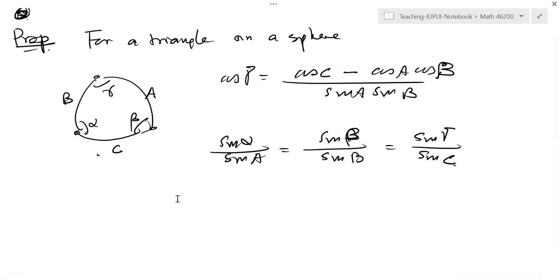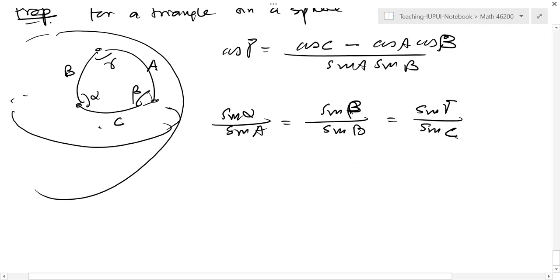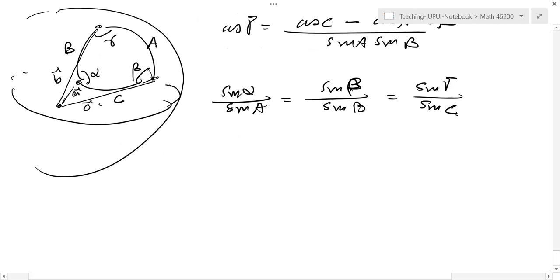Now, how do you prove this? It can be proved in the following way. So this is the center. So let's draw this here. This is a sphere, right? So this is the center. So from the center, I can draw the lines here. This is a vector B. This is a vector C. This is a vector A. Okay?